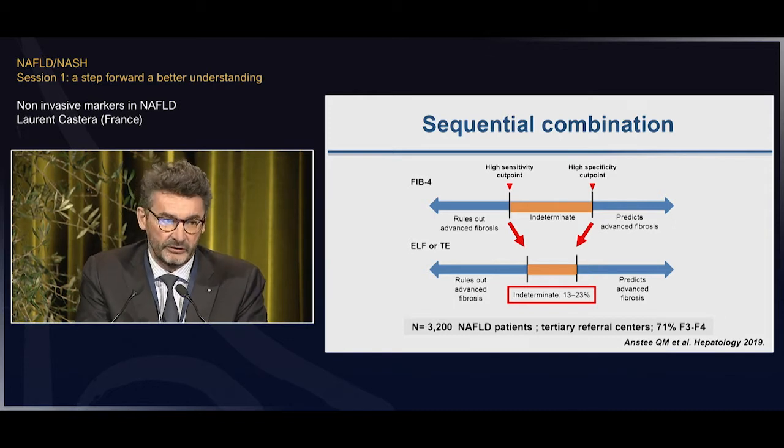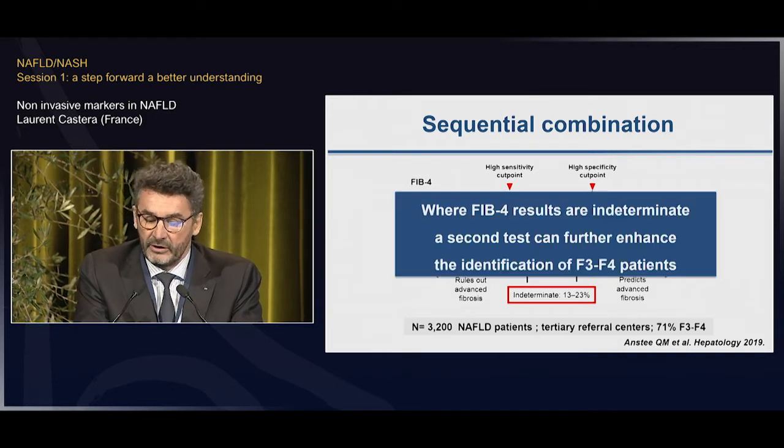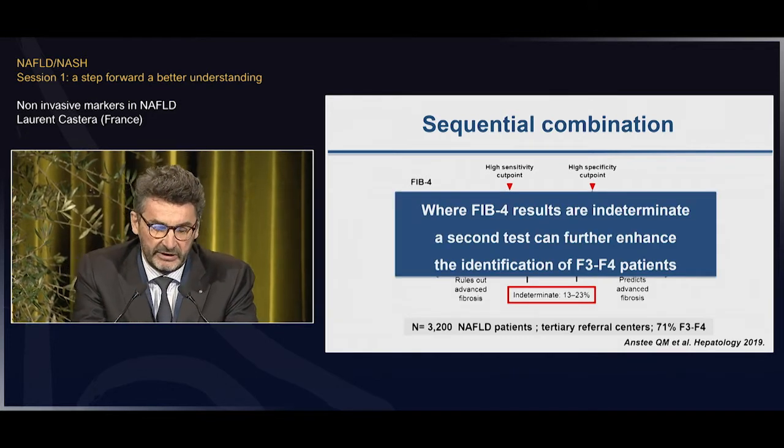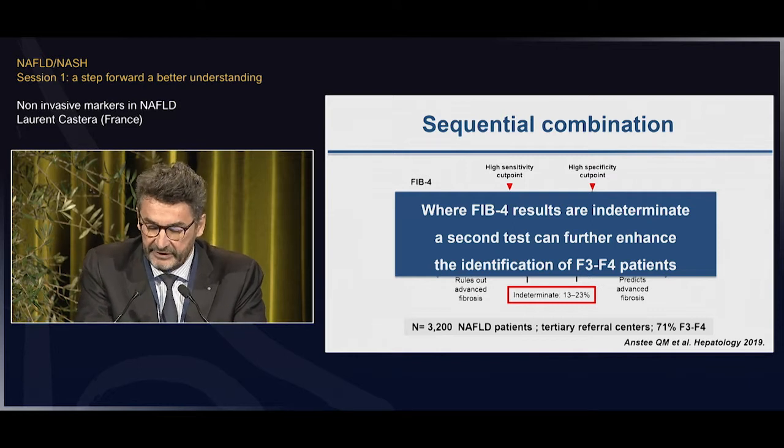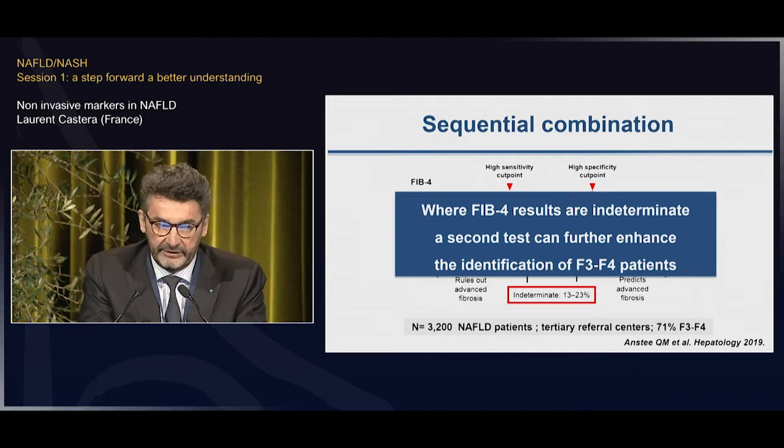So again, context of use is critical because most of the data we have come from tertiary centers. So where FIB-4 results are determinate, a second test can further enhance identification of F3-F4, whether it's ELF or FibroScan.